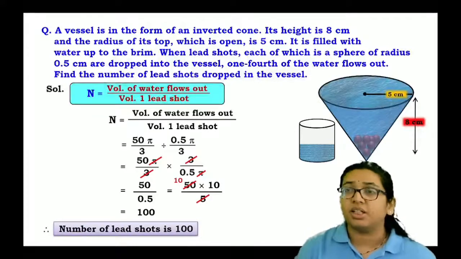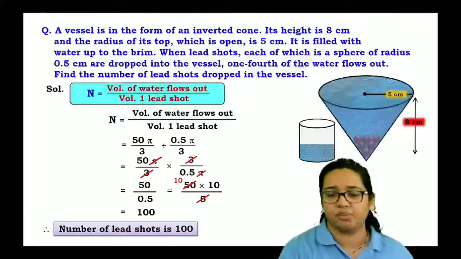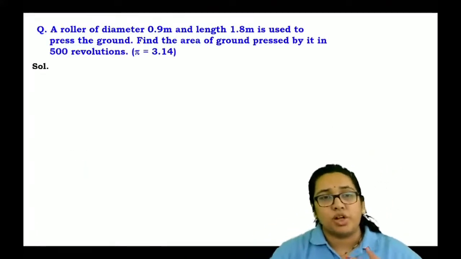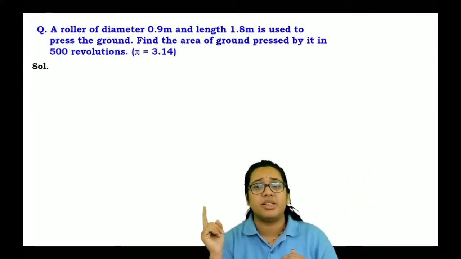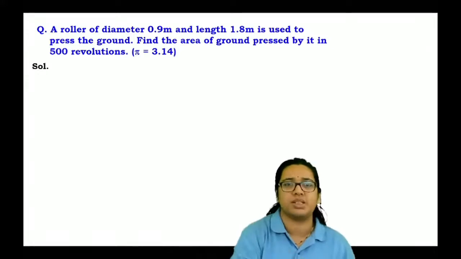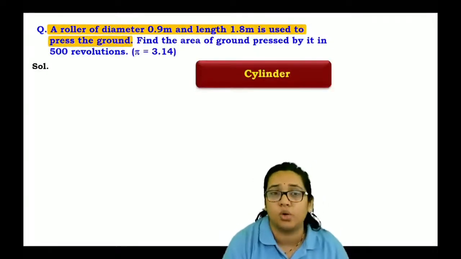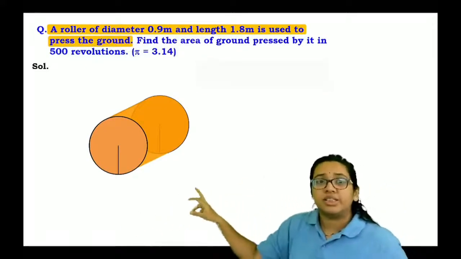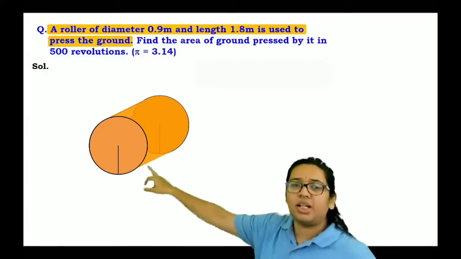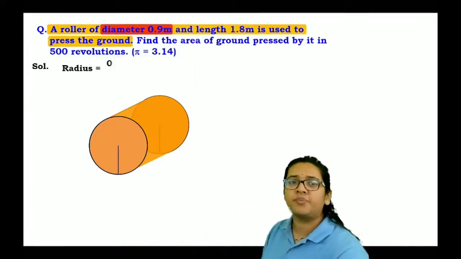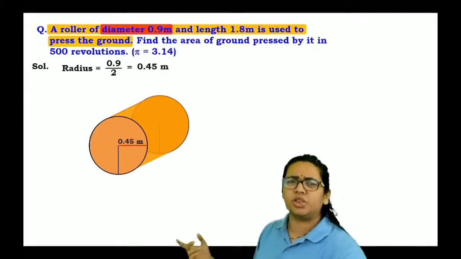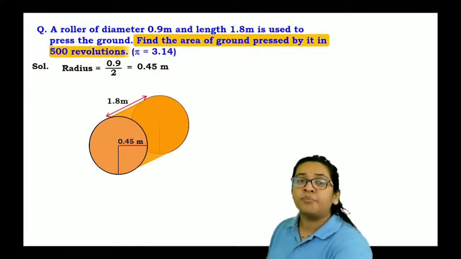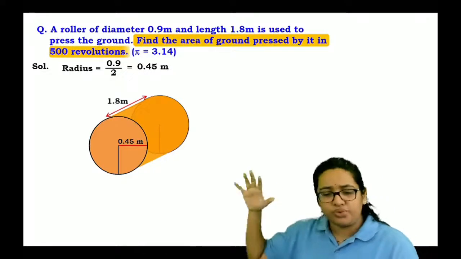क्या आपने कंसीडर किया? जो भी वॉल्यूम कंसीडर करने वाले थे, स्टॉक इज बेस्ड ऑन लीड. See, a roller of diameter 0.9 meter and length 1.8 meter is used to press the ground. Then find the area of the ground pressed by it in 500 revolutions. ये ऐसा कुछ रहेगा आपका रोलर जिसका डायमीटर आपको बोला गया था 0.9 and the length will be 1.8. So radius will be 0.45 meter. Length is given as 1.8. Correct? Area of the ground pressed by it in 500 revolutions.